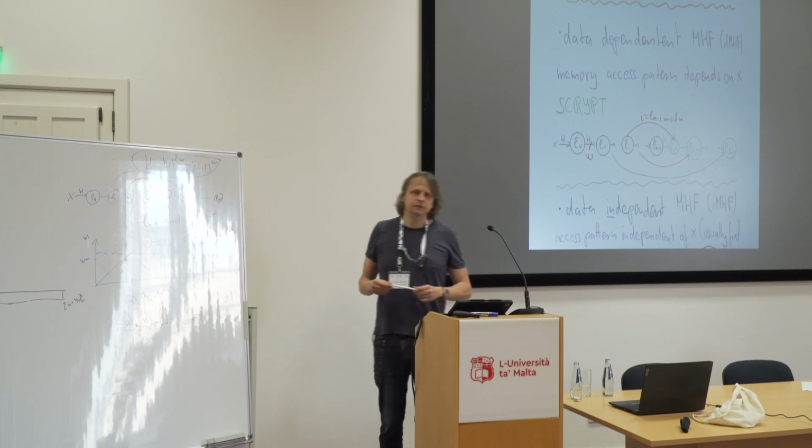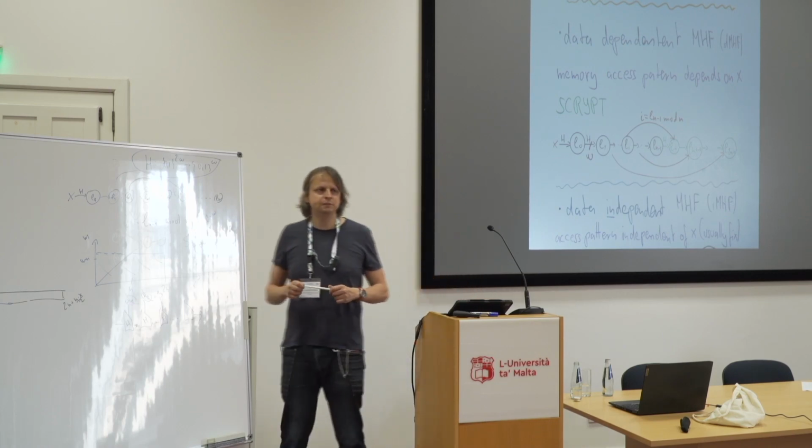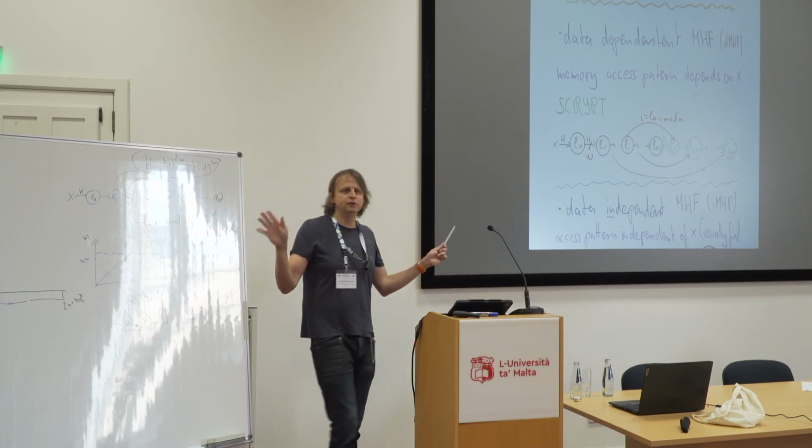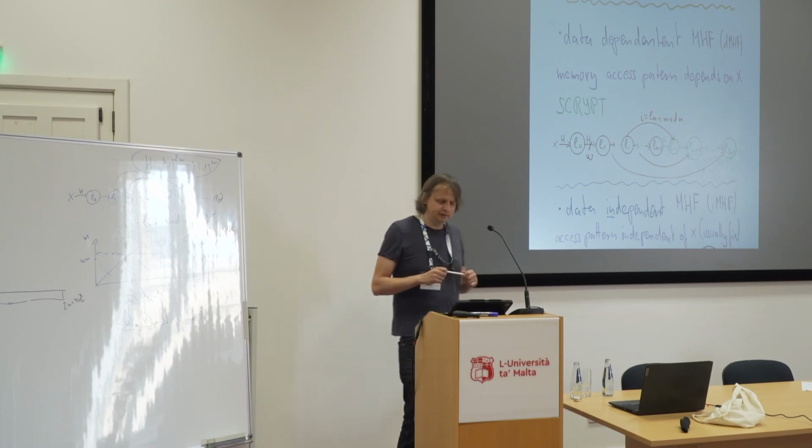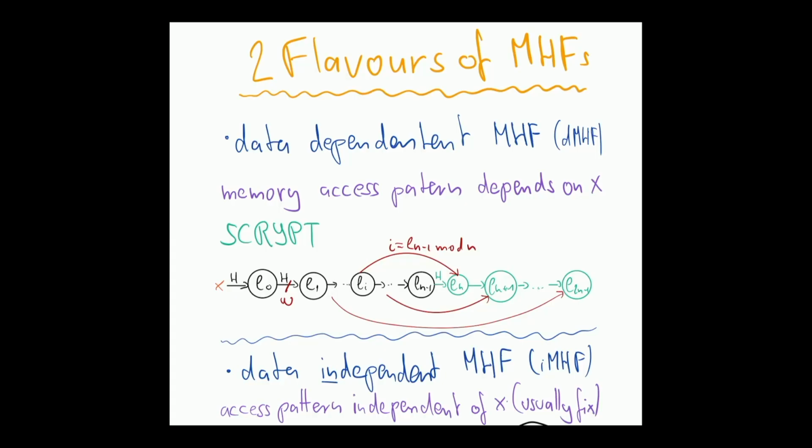Because of that, if you talk about MHFs, people will always talk about two different types of MHFs, namely data-dependent and data-independent. A data-dependent MHF is a memory-hard function where the memory access pattern depends on the actual input X. So scrypt is an archetypical example of a data-dependent MHF. Because once I have X, for different inputs, the access pattern will look totally different.